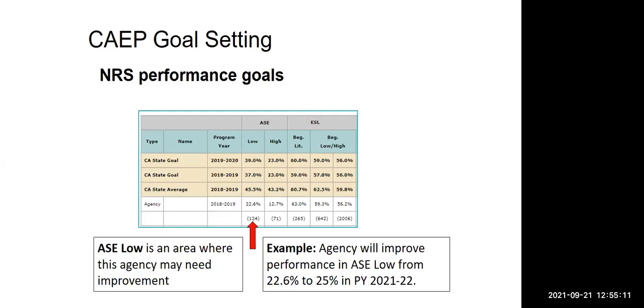So we're looking at our data historically. If we use the data portal, it makes it a lot easier to make those comparisons. So we're looking here, as an example, ASE low is an example where this agency might need improvement. We're saying that because our level of performance is overwhelmingly lower than the state average and the state goal. So again, we're cutting to the chase here just to give ideas. In this example, we're going to make baby steps. We're not so sure that we can make a lot of improvement, so we're just saying we're moving from 22% to 25%.